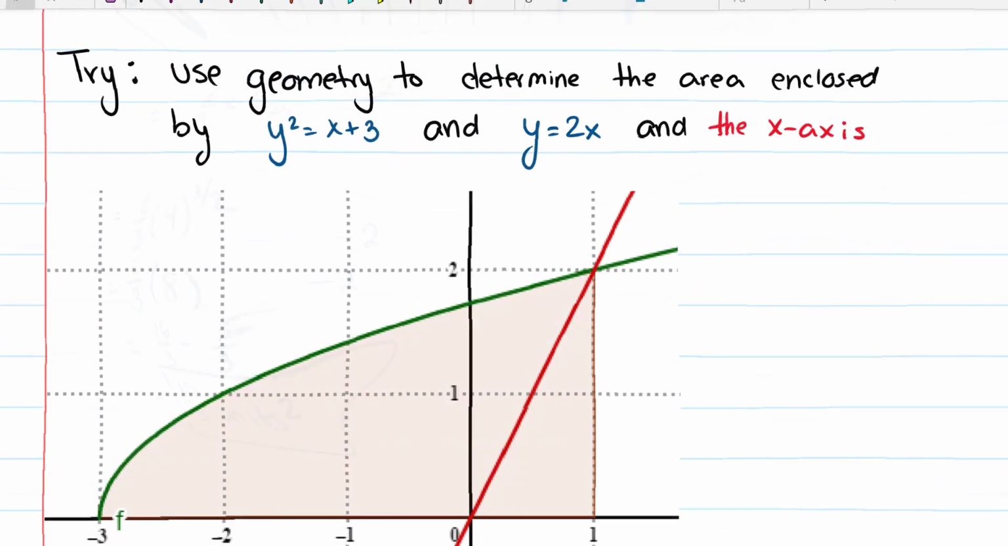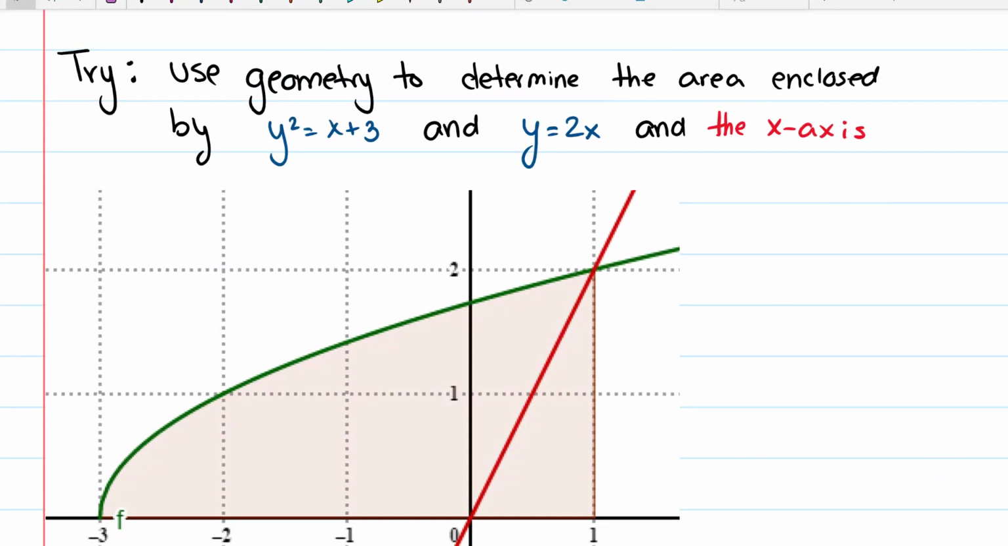Just like we got previously in example 4 and in example 5. Now on your own, I want you to try to determine the area enclosed by y squared equals x plus 3 and y equals 2x and the x-axis using geometry, using the method we just used.